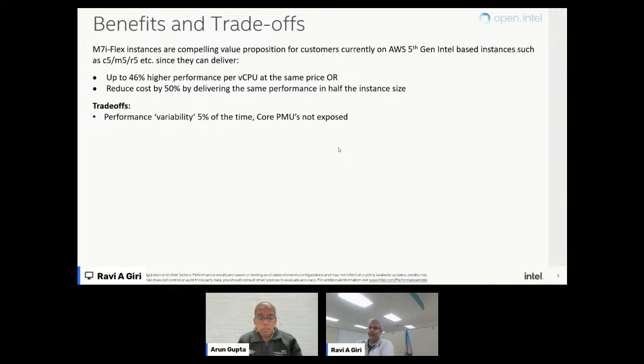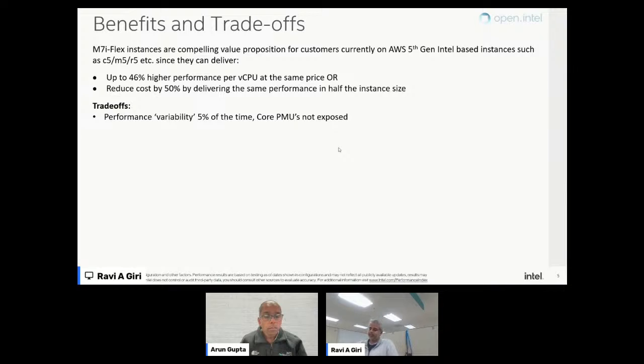But if you have this kind of a microservices environment where you can scale out, you can simply use a set of M7i Flex instances and then burst to additional ones as you need, and you get a significant performance benefit because it's 5% cheaper for every new instance that you're adding. Got it.